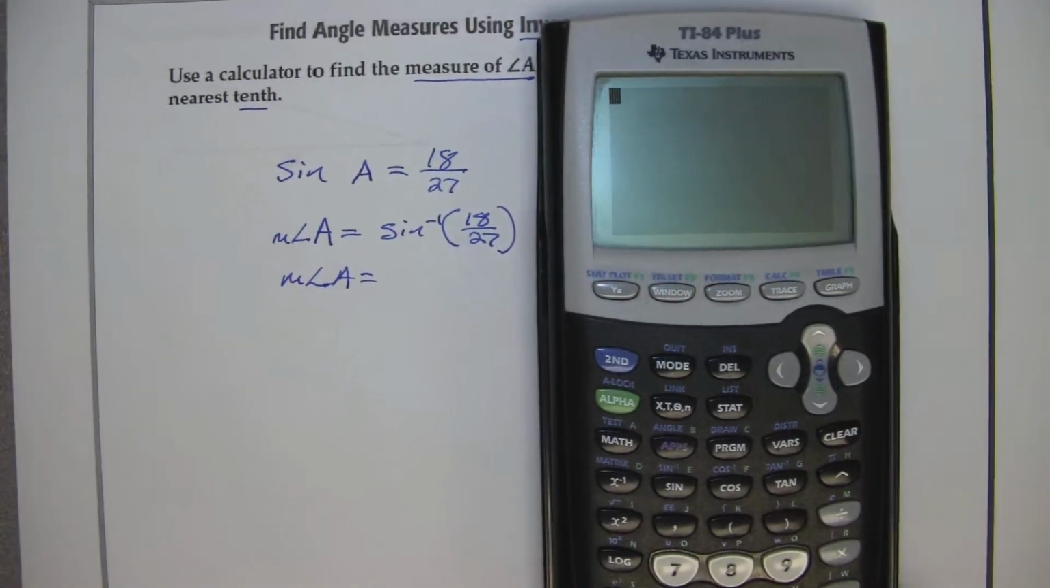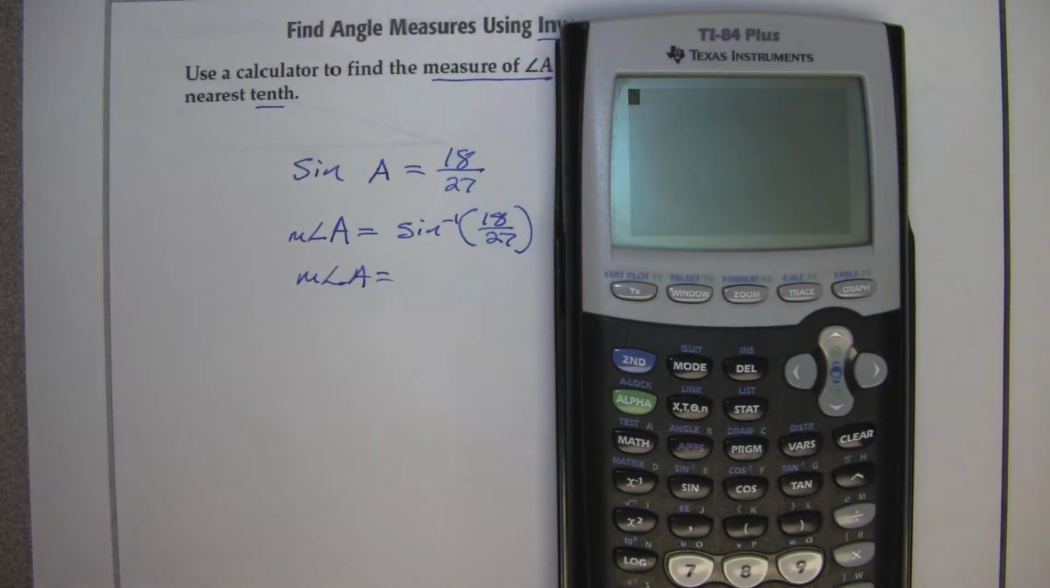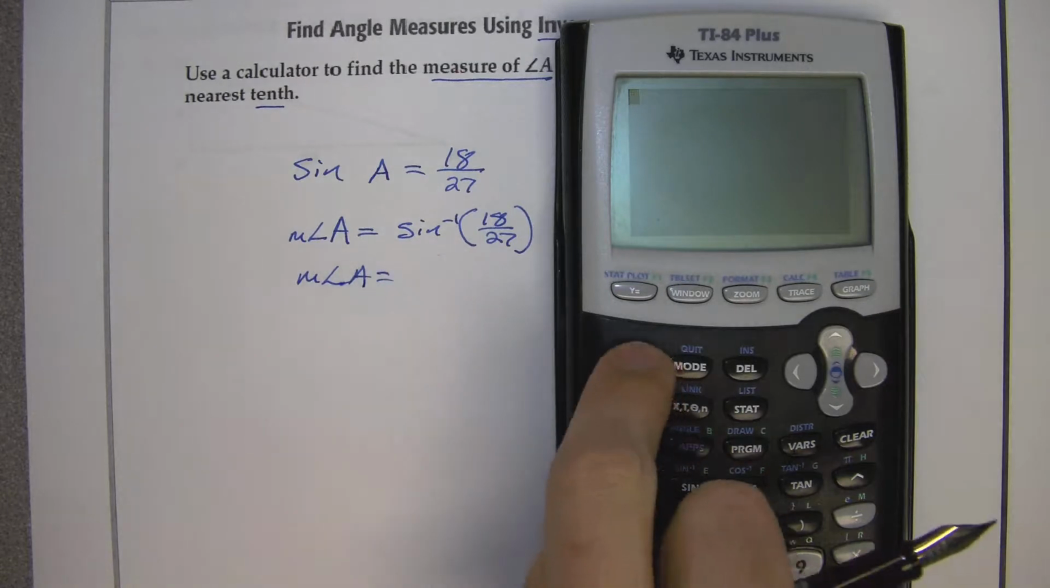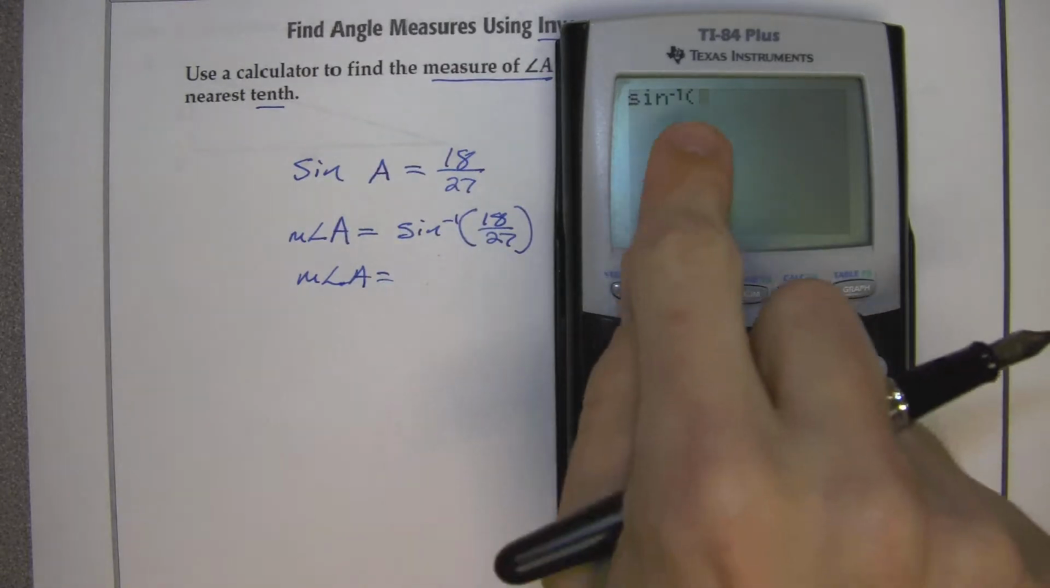Oh, sorry about the glare there. Let's move that over. There we go. So we got to get inverse sine. So we'll hit second and then our sine button. So there's the inverse sine.